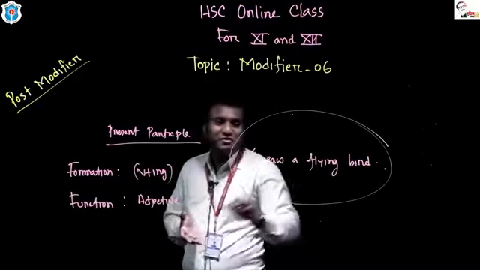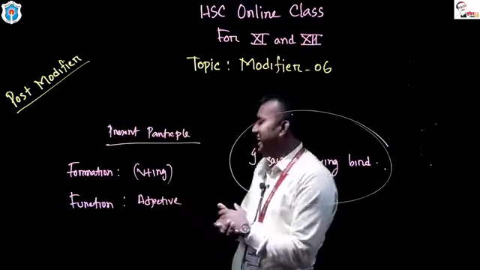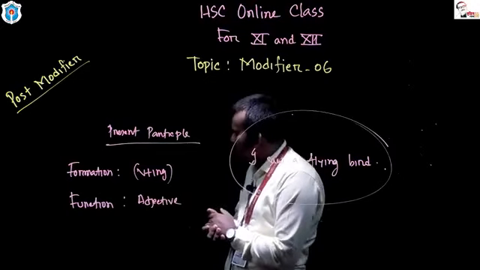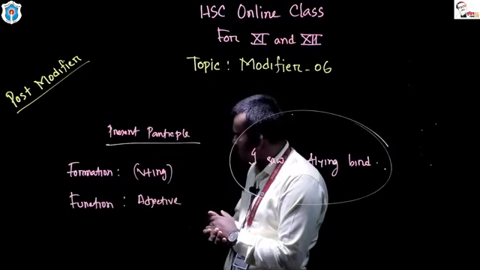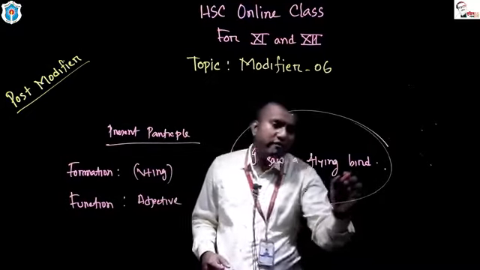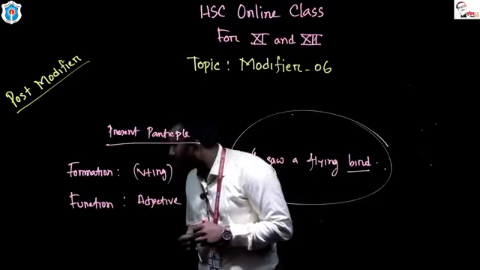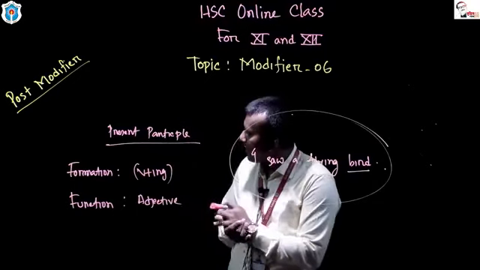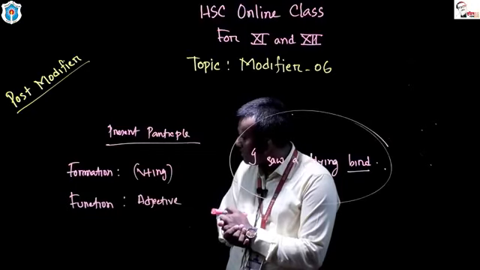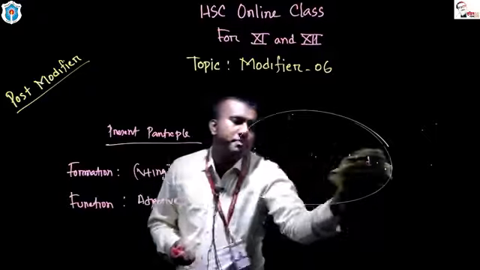Yes. Flying is a present participle. Why? Because it modifies a verb. Bird is a noun. Bird is a noun, okay? Thank you. So I have got present participle.